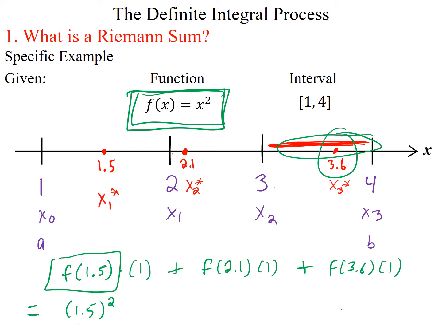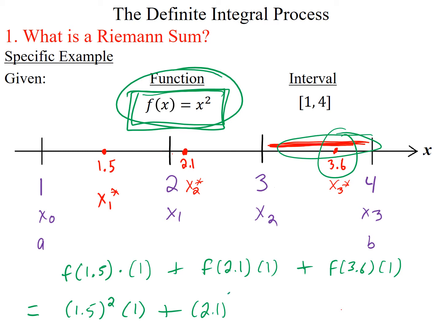Okay, times 1 plus what's f of 2.1? You've got to plug in 2.1 into the function here. So you're going to get 2.1 squared times 1 plus, then you've got to plug in 3.6 into the function, and you get 3.6 squared times 1. And when you're done, the answer to this Riemann sum is 19.62.